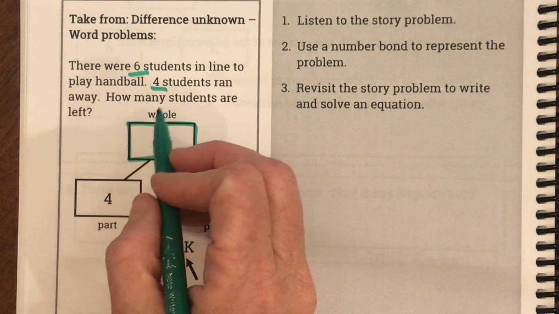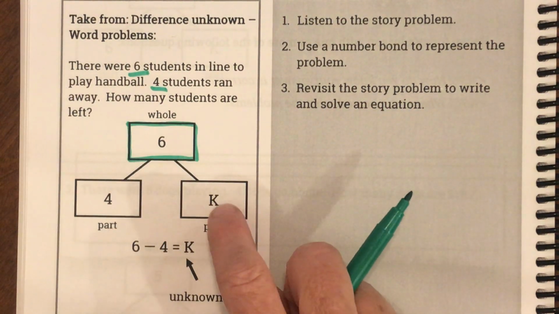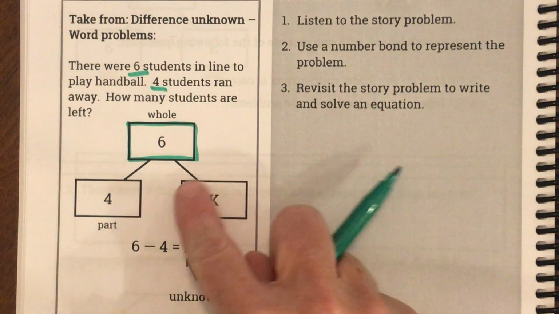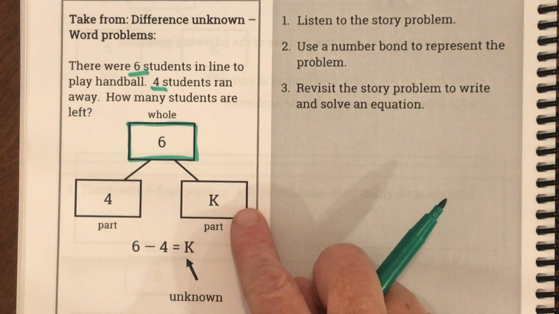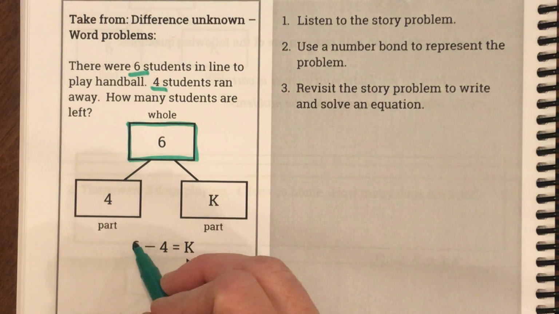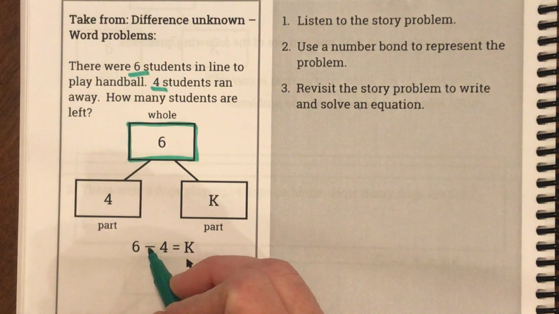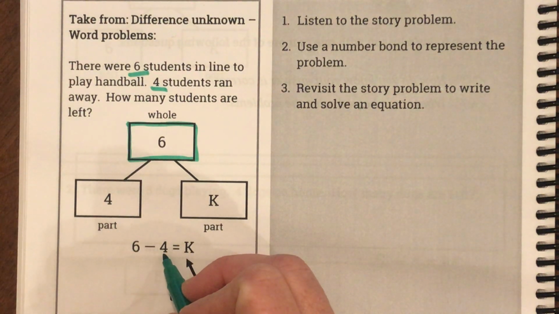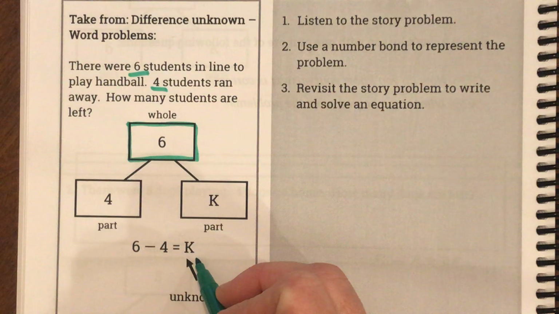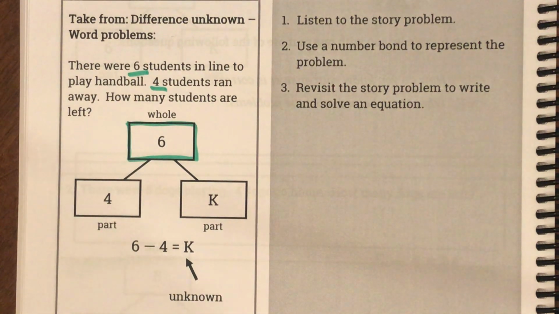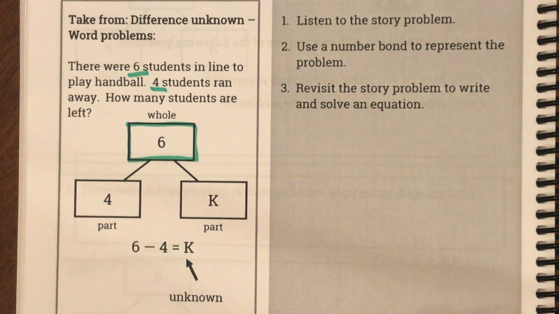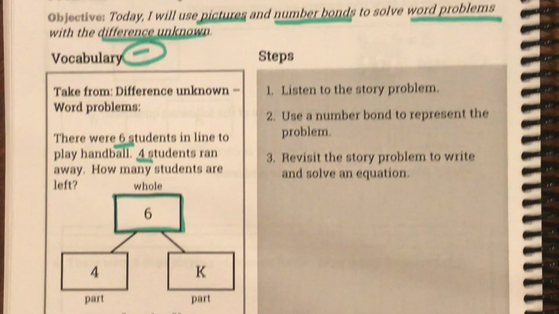My question says how many students are left? I'm missing my other part. This is called my unknown. So I know that if I take my whole and I subtract one of the parts, I'll end up with my other part, which is my unknown. Okay, and we're going to have pictures to help us solve those. Our example doesn't have pictures, but we are going to have pictures, and it will help us a lot.